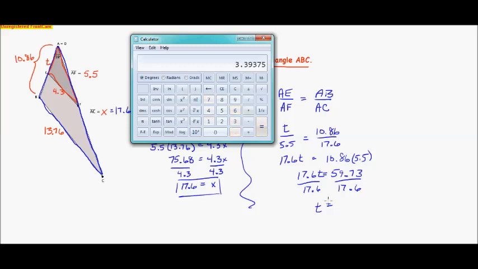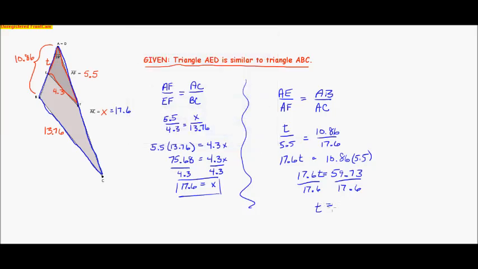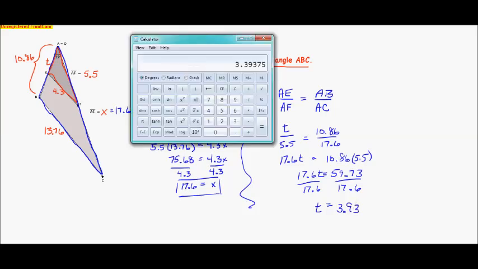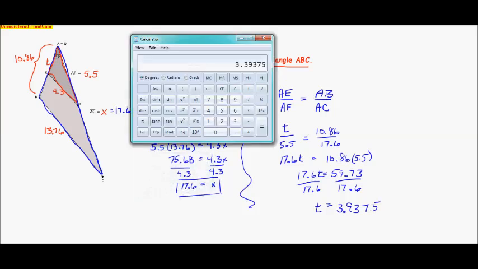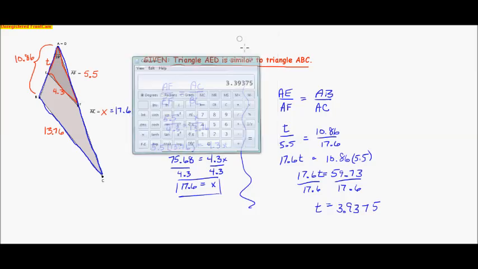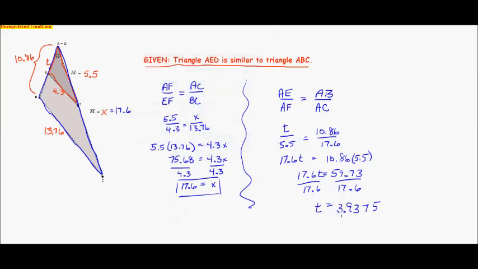Well, that one didn't work out very well, but that's all right. 3.39, and I think that was a 7.5, yeah. Oops, that's 3.393. Okay, I'll have to fit that in there. I'll have to erase that. 3.39375. All right, and so there you go. So there is your answer for T.